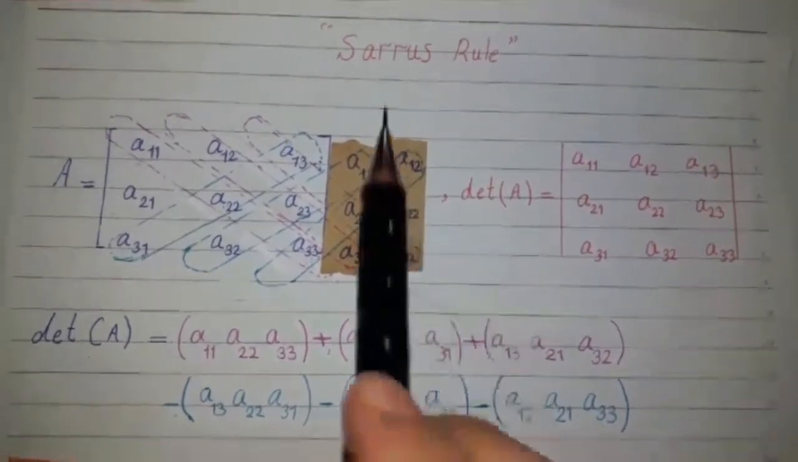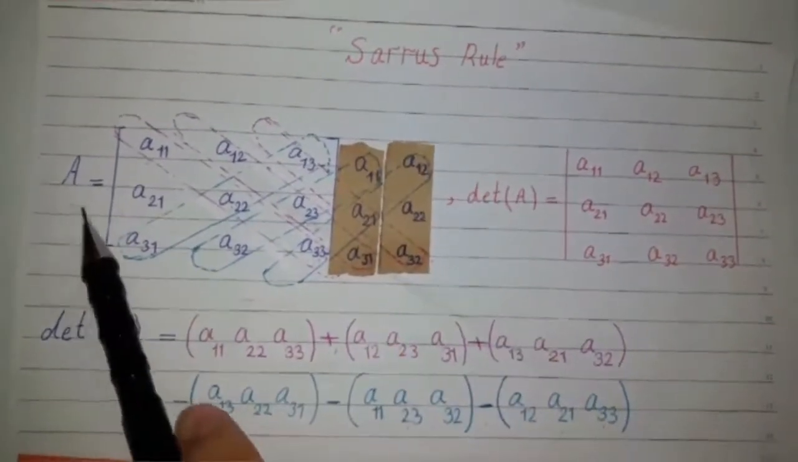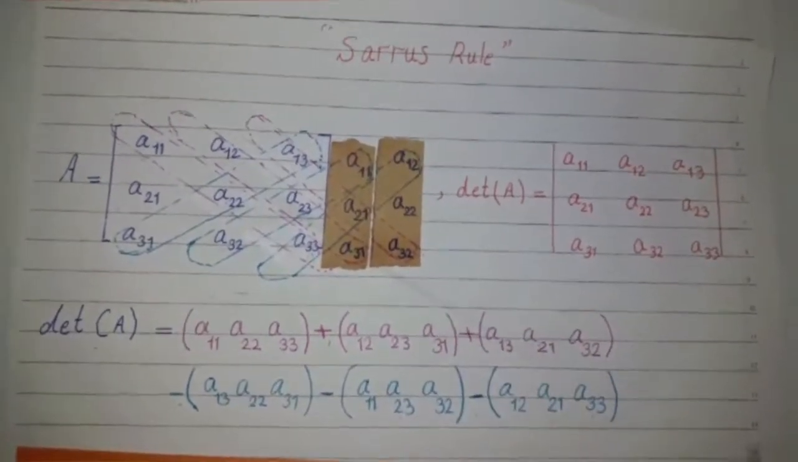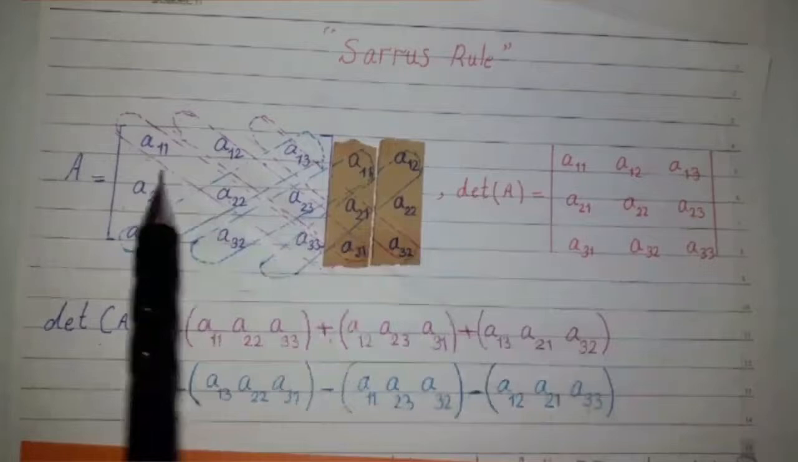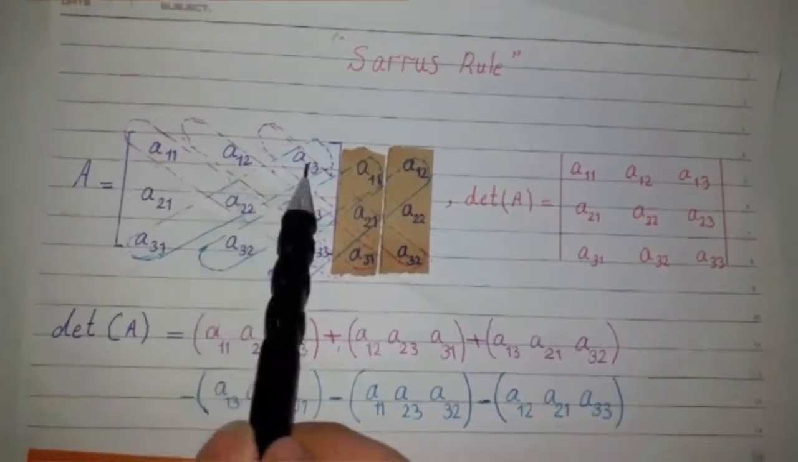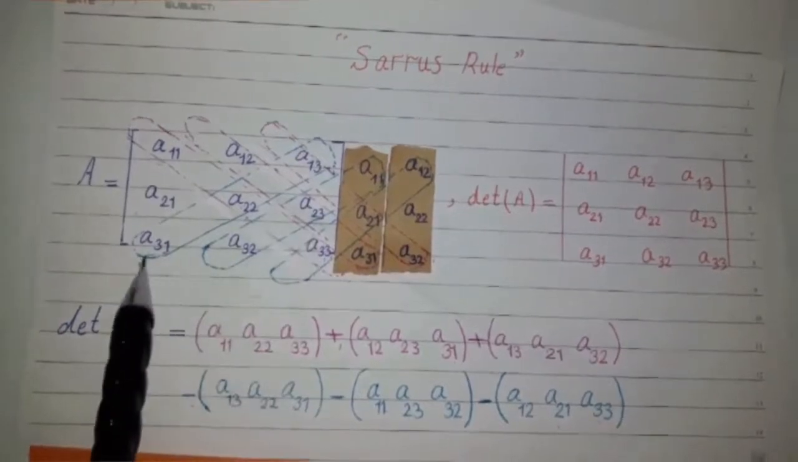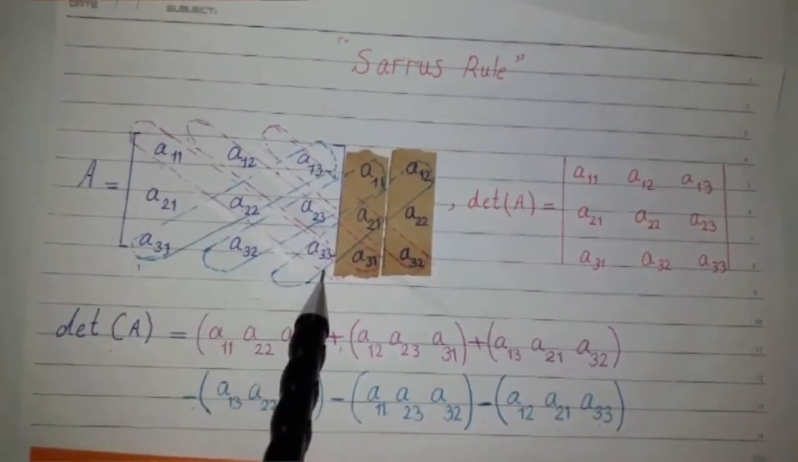Hello everyone, and today we are going to look at another way of finding the determinant of a 3 by 3 matrix. It is called Sarrus' Rule. This is our matrix A here, and we need to find the determinant of the matrix A that contains these following elements: A sub 1, 1, A sub 1, 2, A sub 1, 3, A sub 2, 1, A sub 2, 2, A sub 2, 3, A sub 3, 1, A sub 3, 2, and A sub 3, 3.